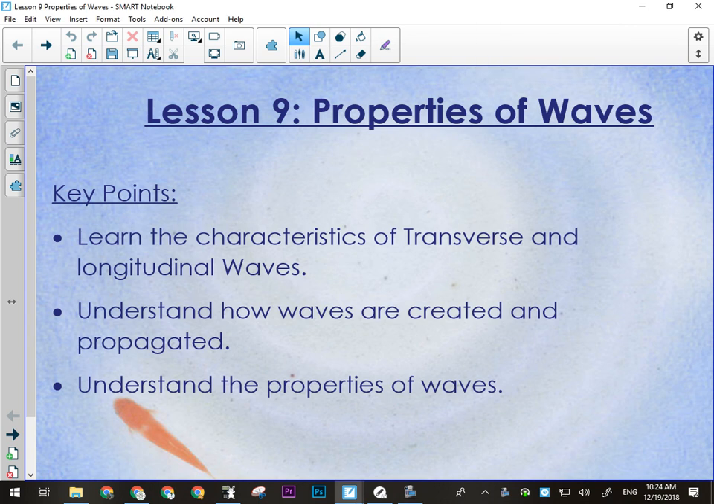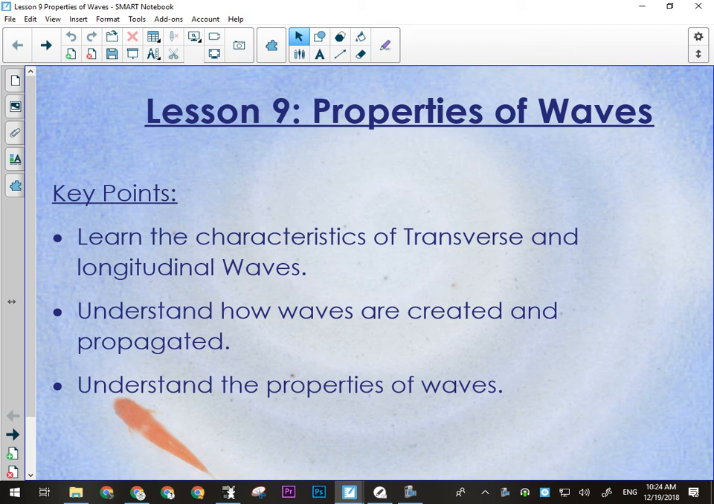So we're starting the last 2/3 of this unit and the last main topic in this course, waves. Now, waves have a lot of similarities to simple harmonic motion because they are caused by an object undergoing simple harmonic motion. It's an oscillation. That's what a wave is.